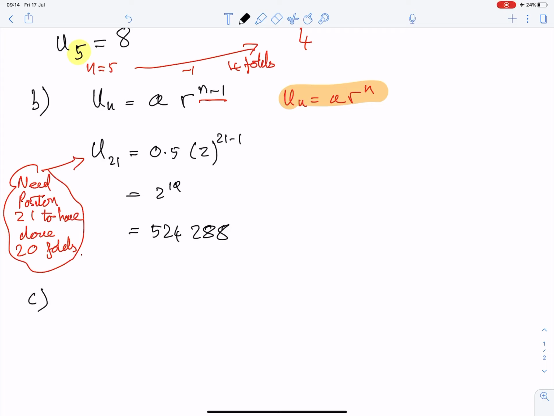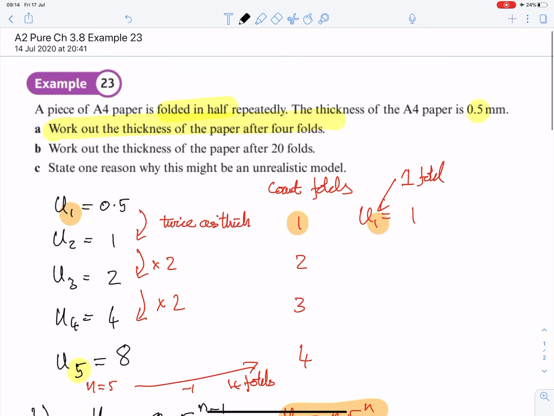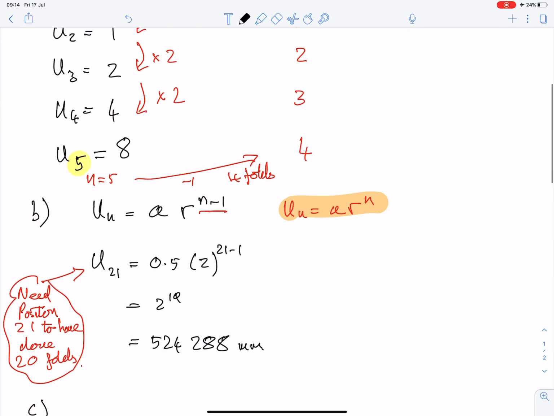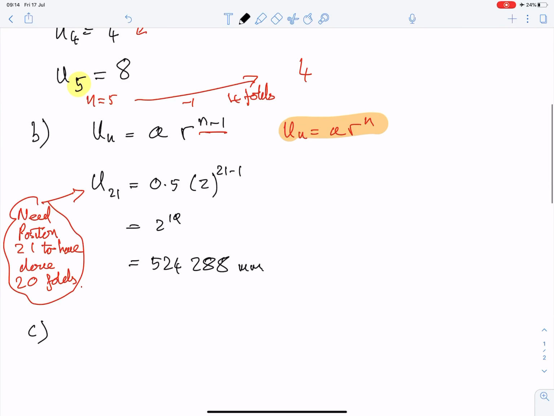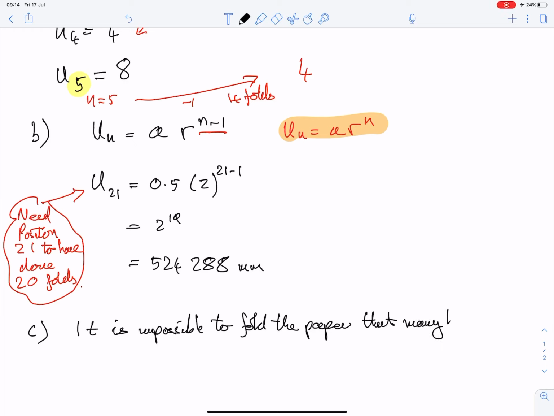Part C, millimeters. Well, that's pretty thick, yeah? So state one reason why this might be an unrealistic model. It's impossible to fold the paper that many times.